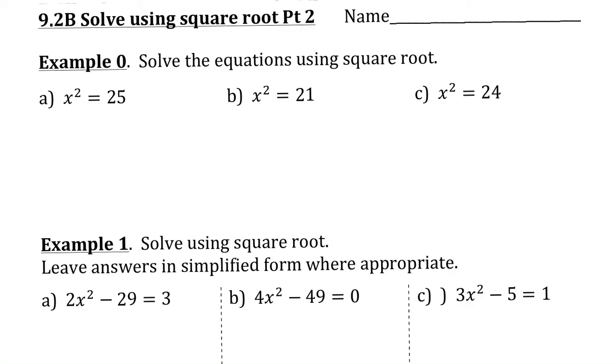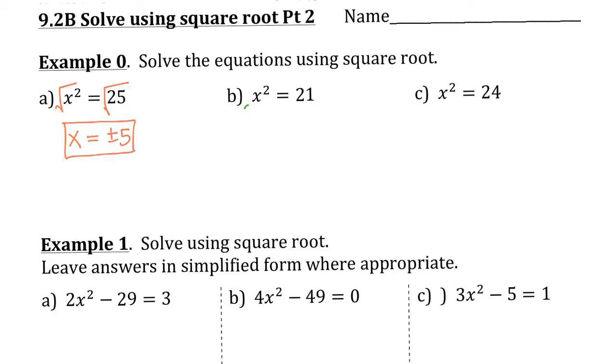In 9.2b, we are going to continue solving using square root. So example 0 is what we did last class, where if it was x squared equals 25, remember to solve it, we use square root to cancel the squared. And that gave me x equals, and I could get positive 5 or negative 5, which we could write as positive negative 5 if we wanted to do it the short way, or we could write x equals 5 and x equals negative 5 to express our two answers.